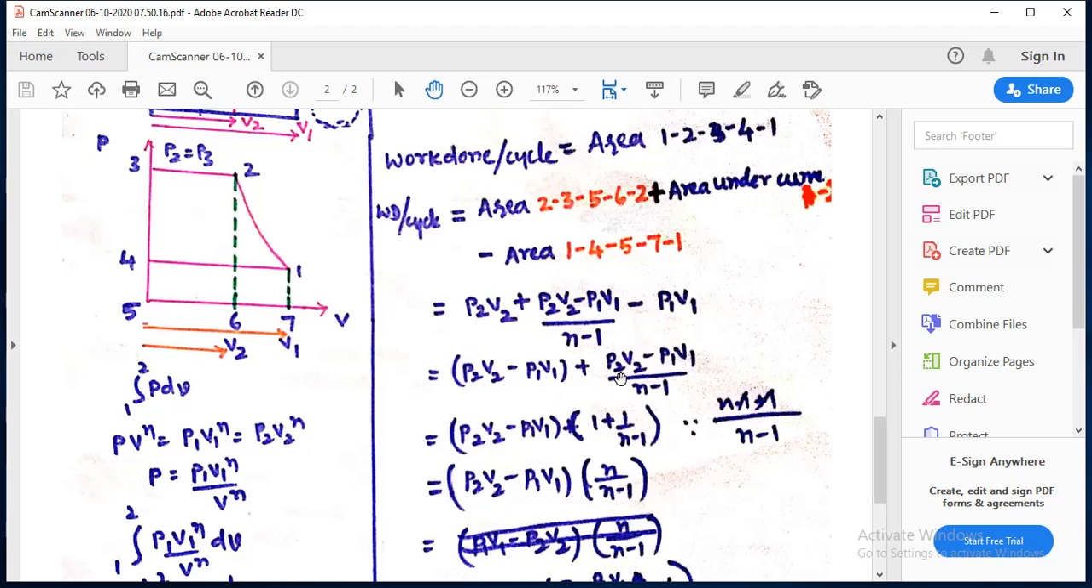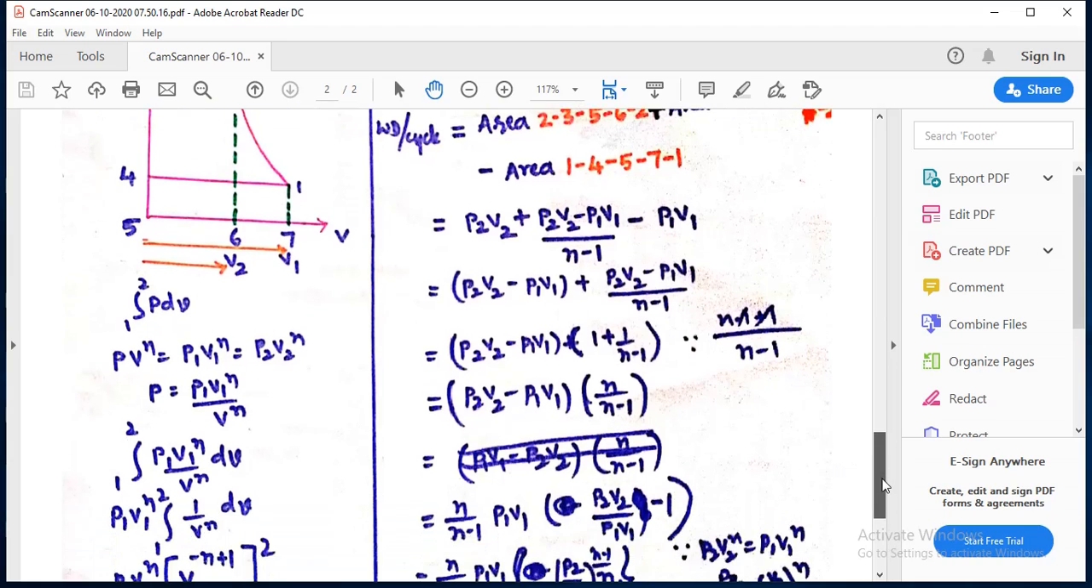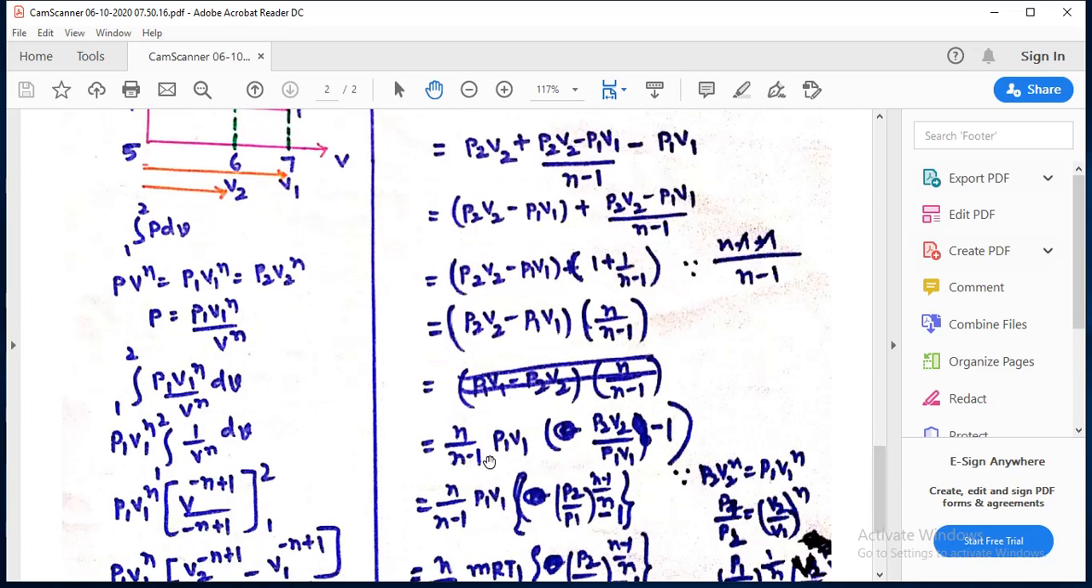So here I am taking P2 V2 minus P1 V1 as common. In the bracket it remains 1 plus 1 divided by n minus 1. It gives n divided by n minus 1. Hence P2 V2 minus P1 V1 into n divided by n minus 1. So n divided by n minus 1 into P1 V1. If you take P1 V1 outside, in the bracket it is P2 V2 divided by P1 V1 minus 1. So n divided by n minus 1, P1 V1 into P2 by P1 times V2 by V1 minus 1.